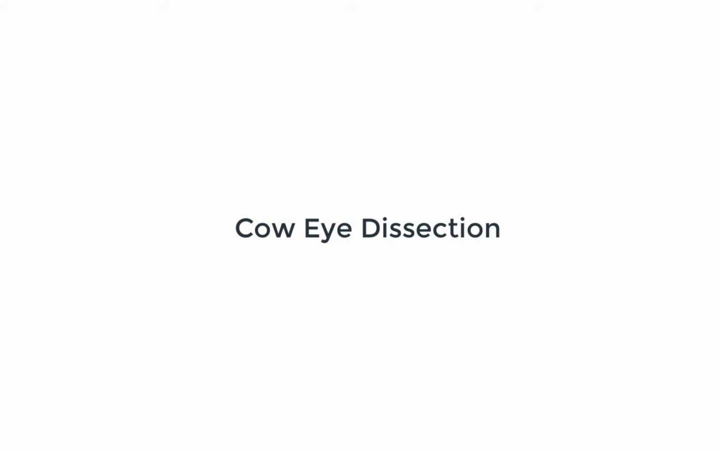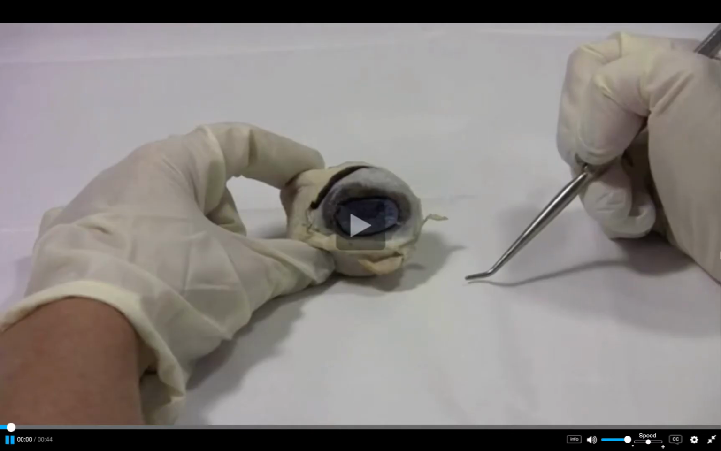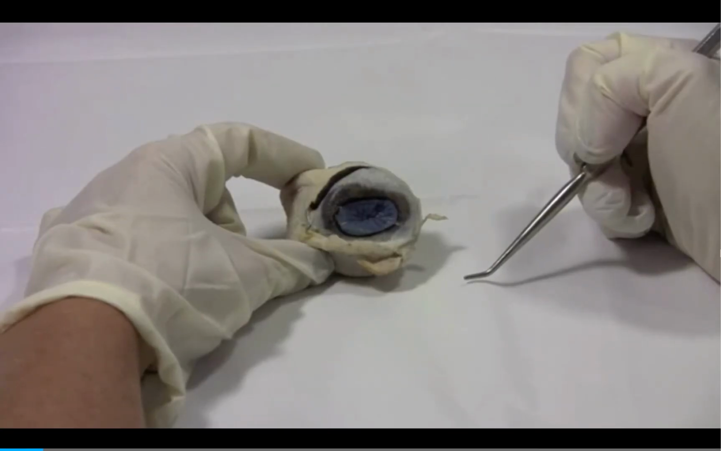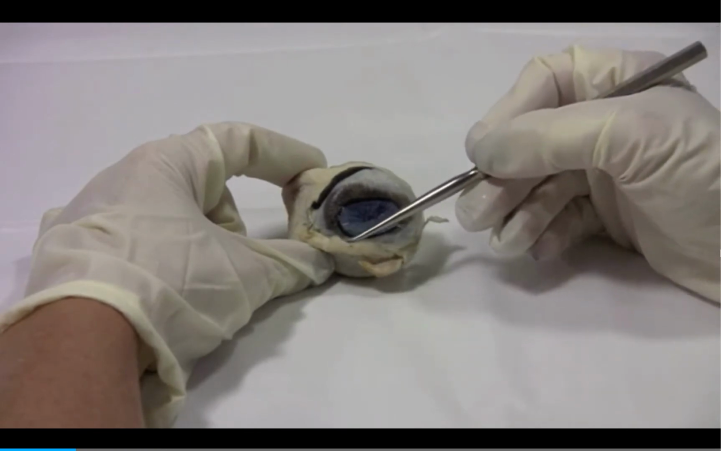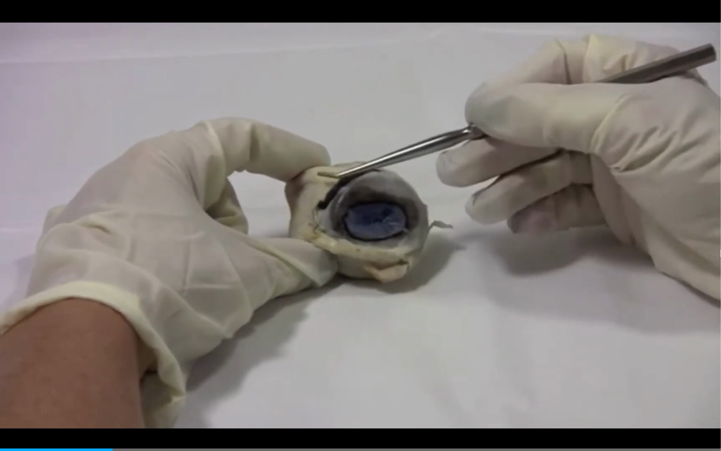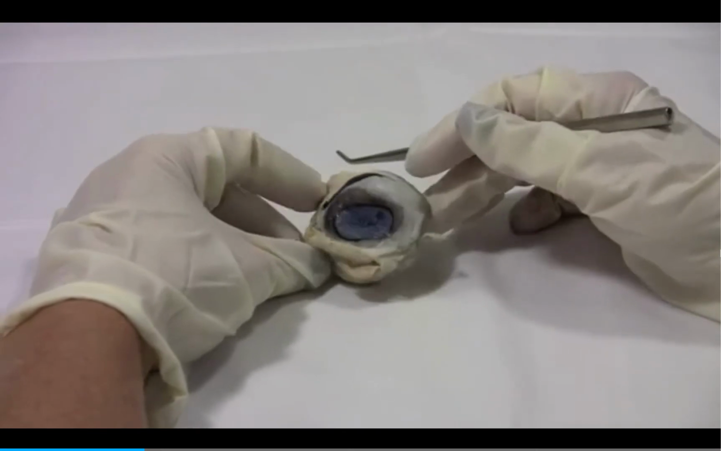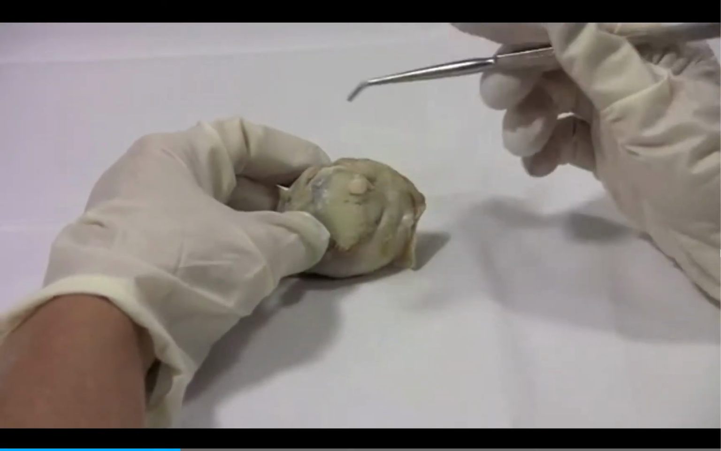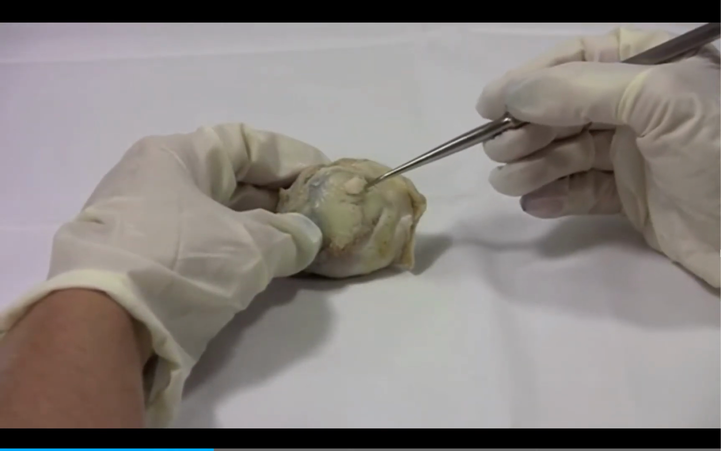This is a video of a cow eye dissection. You'll be asked questions periodically throughout this video. On the superficial surface of the cow eye, you can see some skin and some musculature still attached. We can also see cranial nerve 2, the optic nerve, on the back.